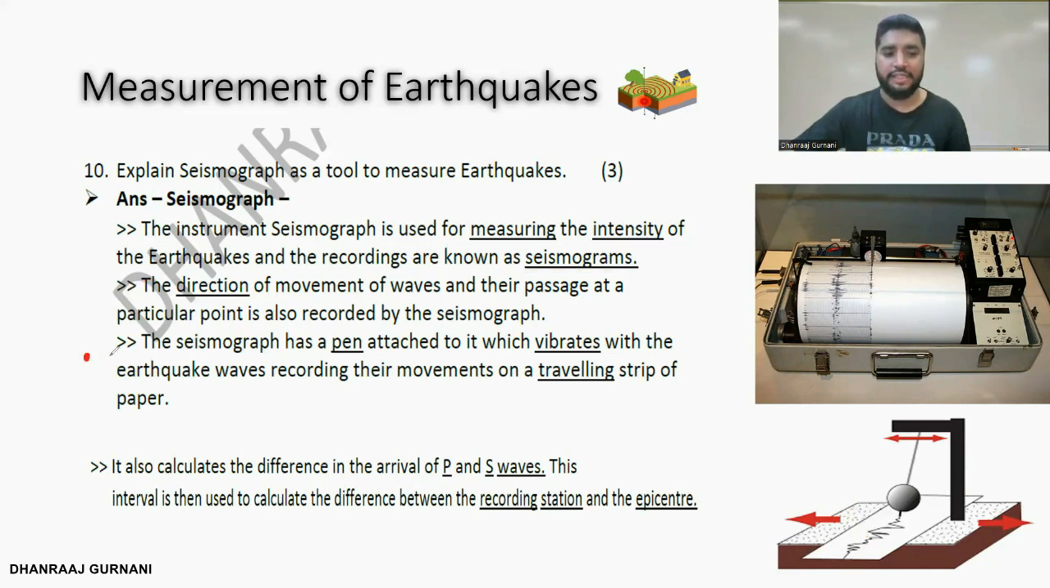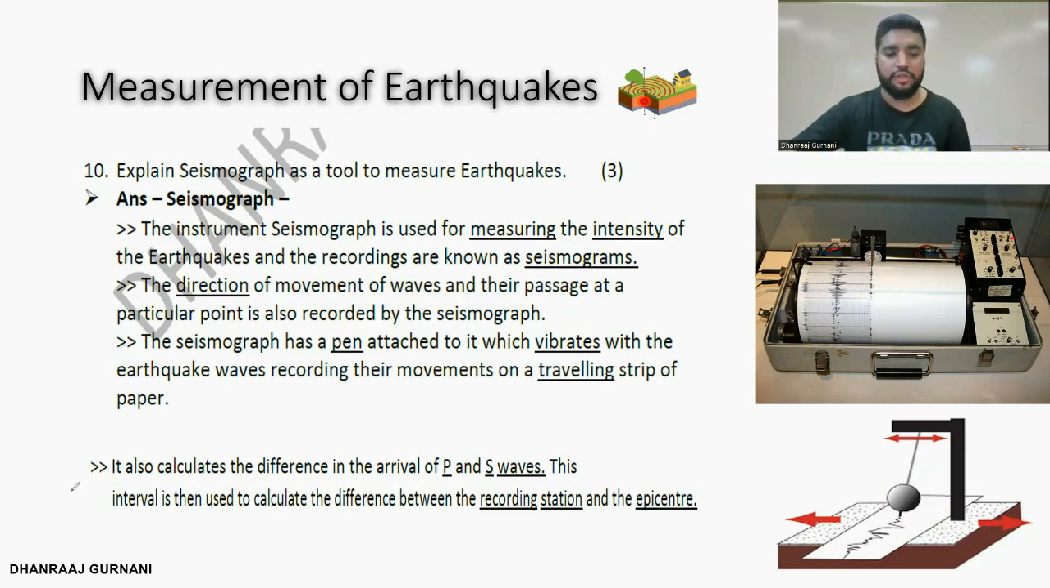And the second last point there, the seismograph has a pen attached to it. Here is your pen attached to it. Seismograph has a pen attached to it, which vibrates with the earthquake waves recording their movements on a traveling strip of paper.